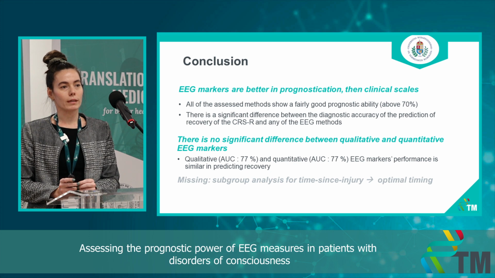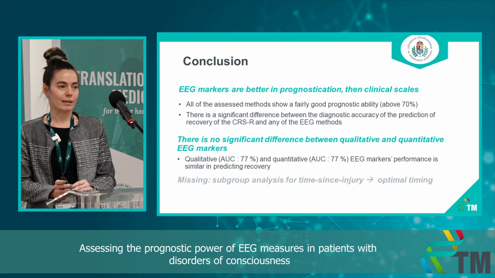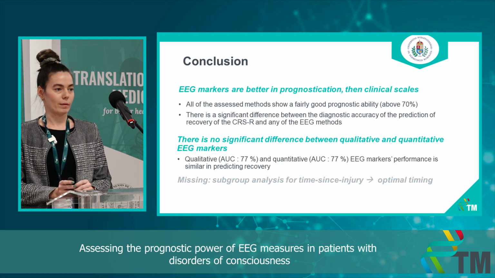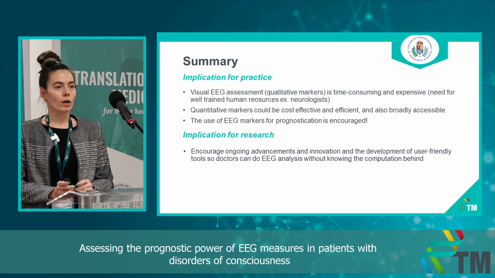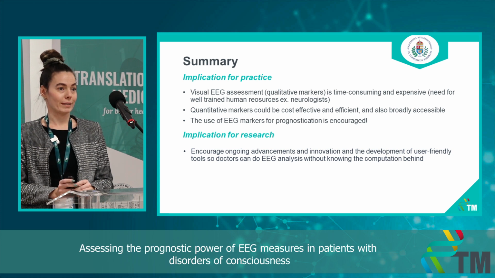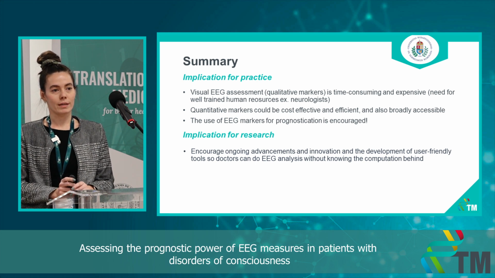What we could see is that all of the assessed methods showed a fairly good prognosticability, above 70%. And there was a significant difference between the CRS-R scale, the clinical scale, and the EEG methods, but a non-significant difference between the EEG methods themselves. So what we could conclude is that although visual EEG assessment can be time-consuming and expensive, we would encourage to use any kind of EEG markers in the prognostication in this patient group. But what we would encourage more is ongoing advancement and innovation for developing so-called user-friendly tools, so doctors can use EEG analysis without knowing and using the computation behind.